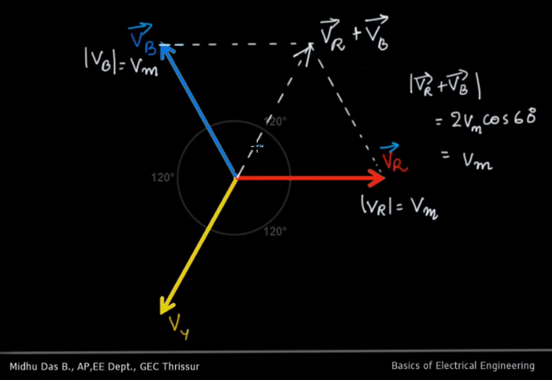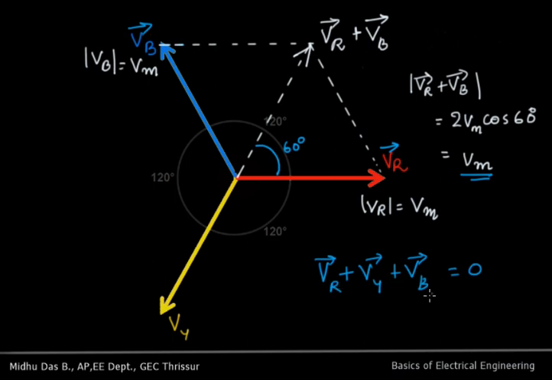here. What is 60? 60 is the angle. This angle will be 60 degree. So the resultant of VR and VB will be Vm itself. What about this Vy? Vy is also having a magnitude of Vm, but in the opposite direction to the resultant of VR and VB, which means these two will cancel out. Or if you take the sum of these vectors VR, Vy and VB, you will get it as 0.